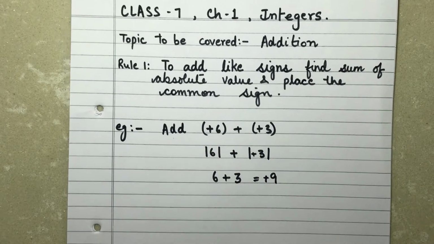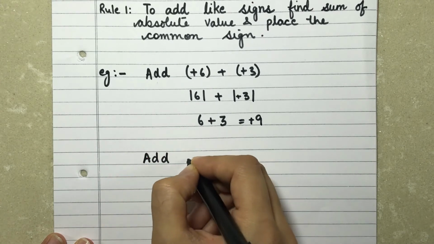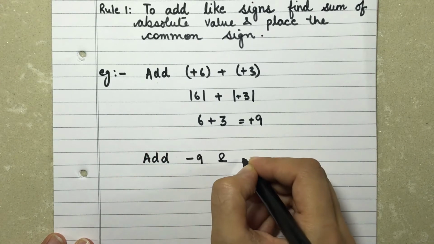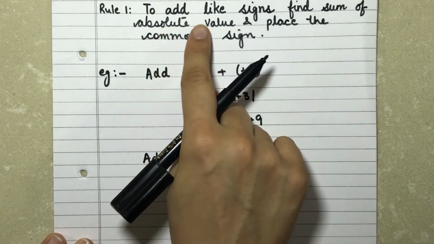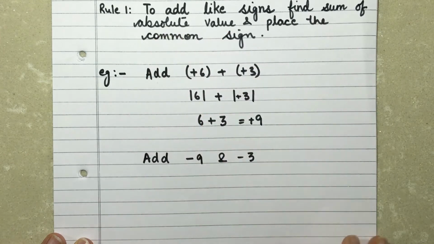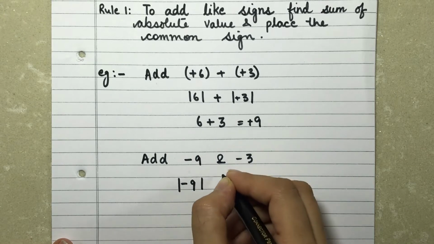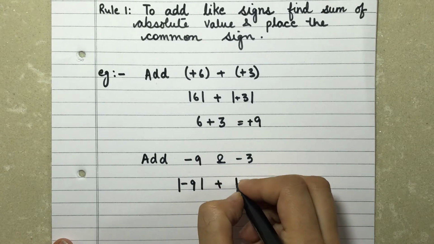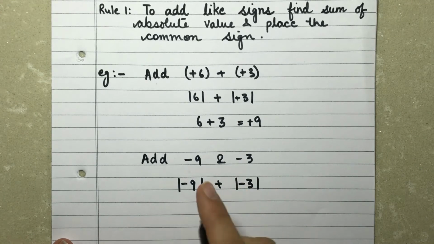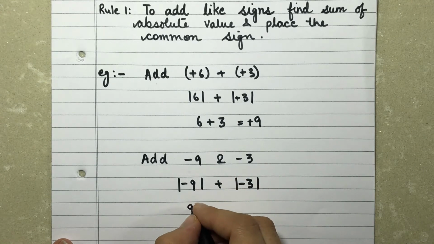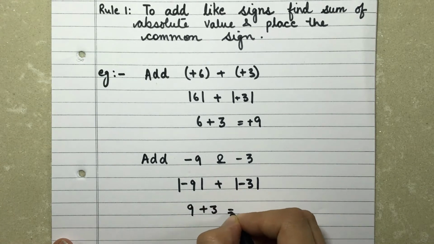Let's take another example. We have to add minus 9 and minus 3. Again, what are we required to do? To add like signs, find the sum of absolute values. The absolute value of minus 9 is 9, and the absolute value of minus 3 is 3. The answer comes out to be 12.